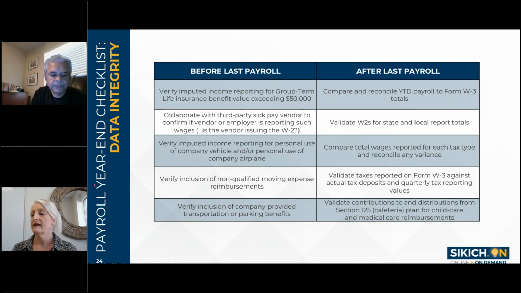Let's see. More imputed income is the personal use of a company car or a company jet. Those types of things, especially when they apply to only, say, a handful of executives, it's very easy to forget about them. So build your list, build it year over year, make it stronger and more ironclad so that you don't have surprises. Okay.